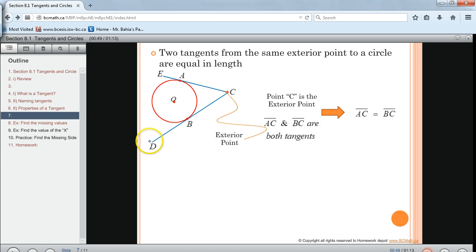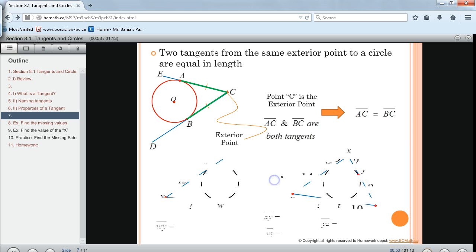Now, that's not going to work for DC. That line is longer than that line. It only works from the point of where it touches the circle, which they call the point of tangency, to that exterior point. Okay, so those two are equal. The green line and that green line. And then the little line there to show that they're both equal. Okay, let's play with this.